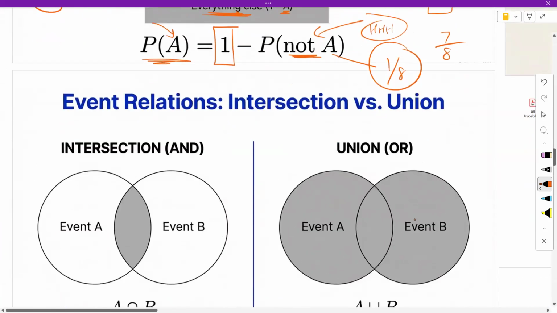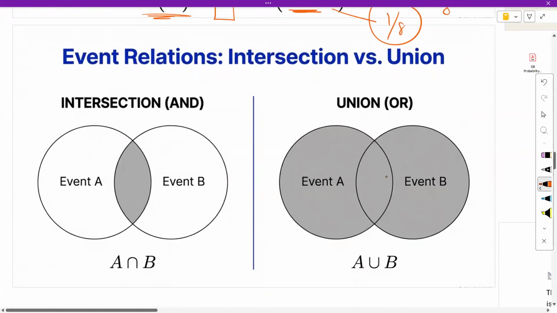Next, event relation. We should understand the intersection versus union. Intersection is this AND logic. So event A and B, this is common. And union is OR logic. So this is the total of this.